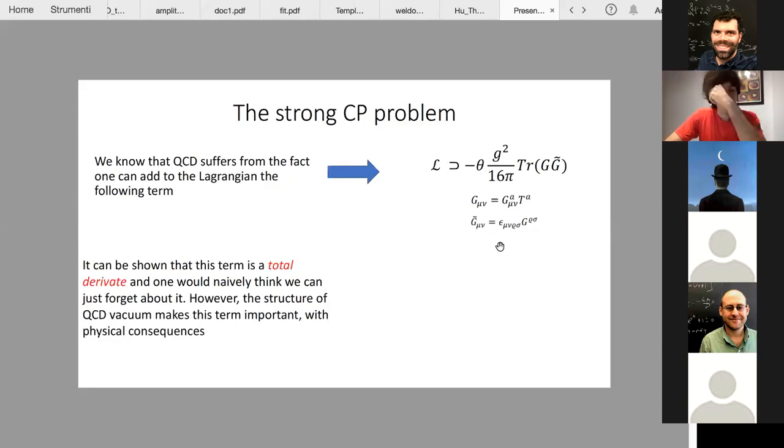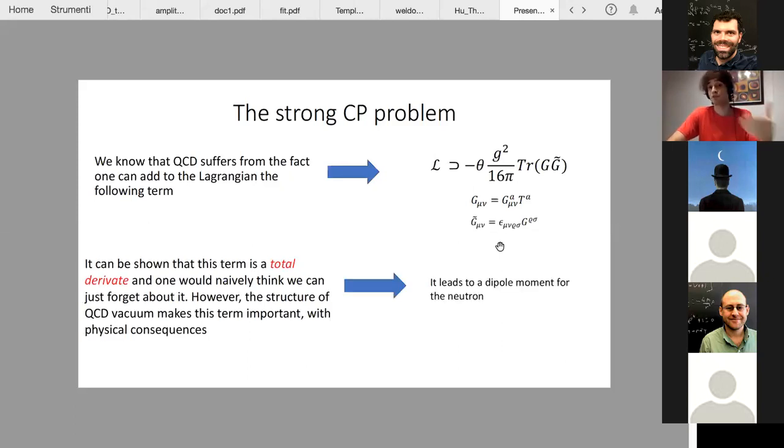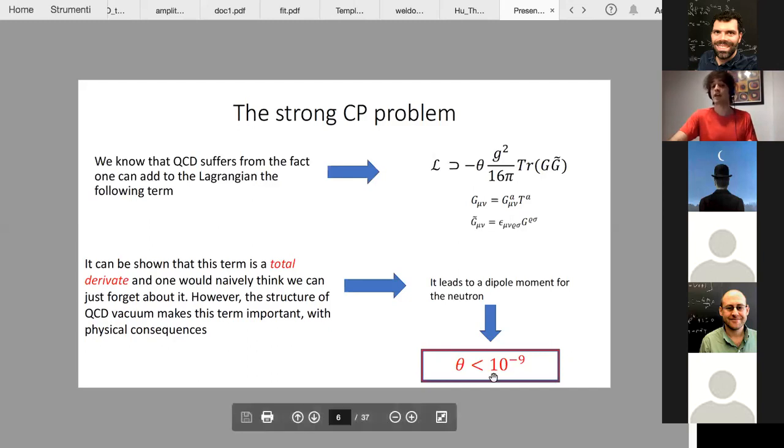You actually have to keep this term, and more importantly, because we are doing physics, this term also generates observable effects. In particular, it gives a dipole moment for the neutron; there were some very beautiful papers back in the day by Veneziano and Witten. So you predict this dipole moment for the neutron, but then you go into the laboratory and you don't observe any. You just get a bound, and the actual constraint that we have is this one: this parameter theta has to be smaller than 10 to the minus 9.